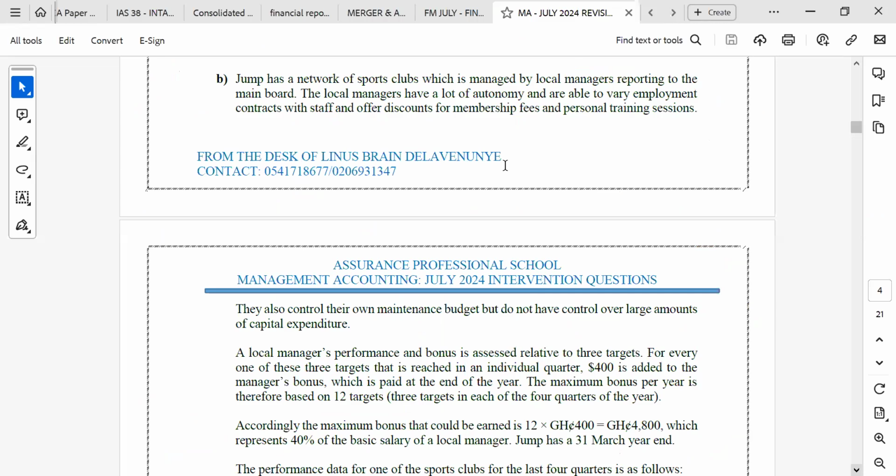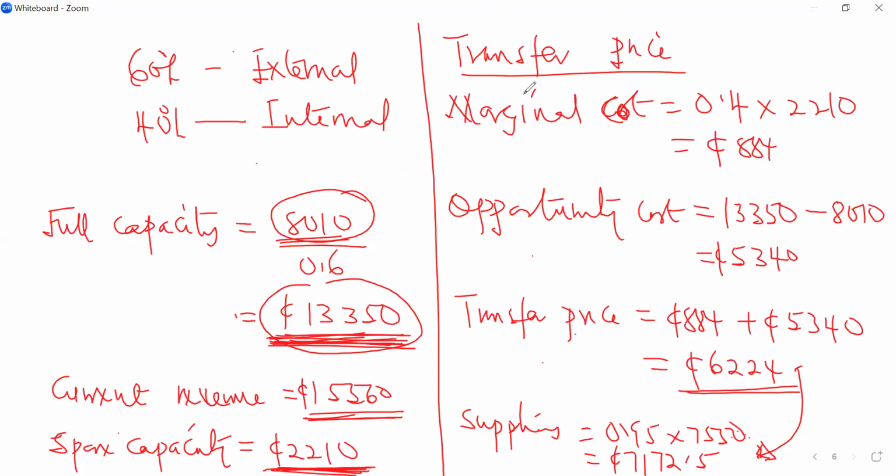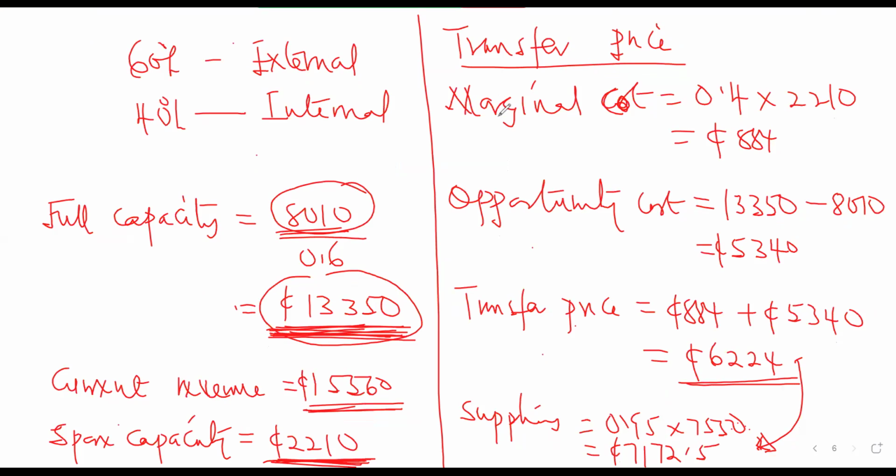Yes, ma'am. So please, can you go to the calculation? Let me ask this. Please, does it mean that the opportunity cost, the 5,340, that one, if the company sells it to the internal one, they are going to make a loss of 5,340?